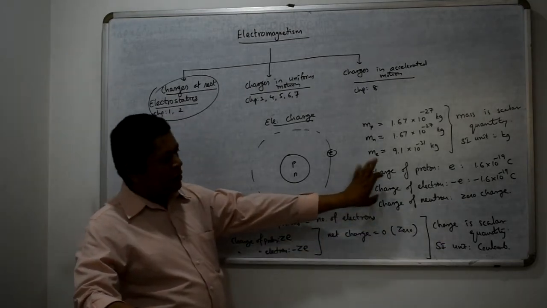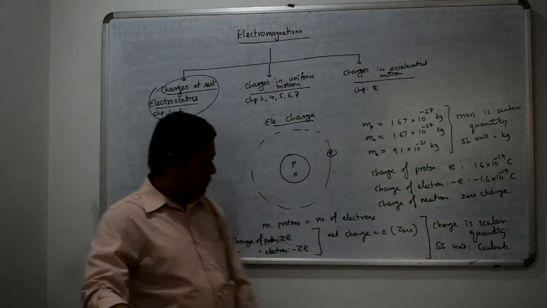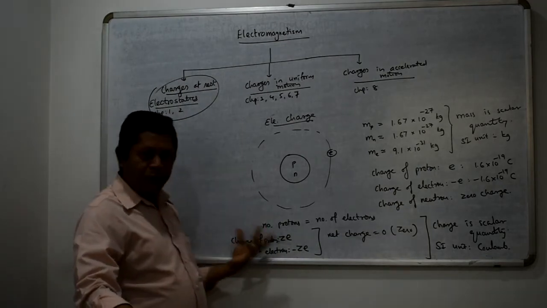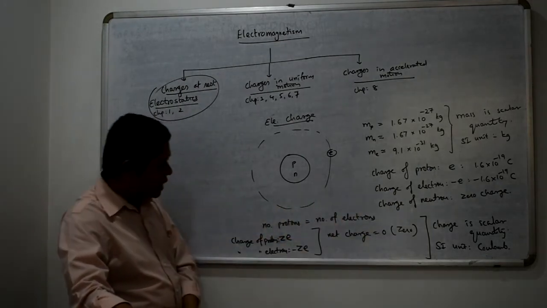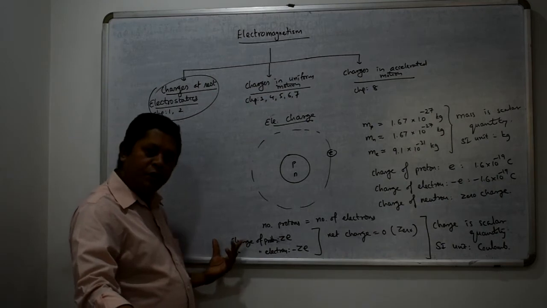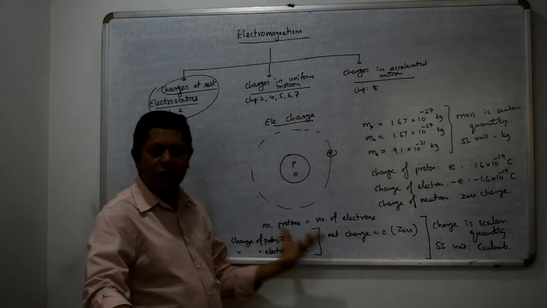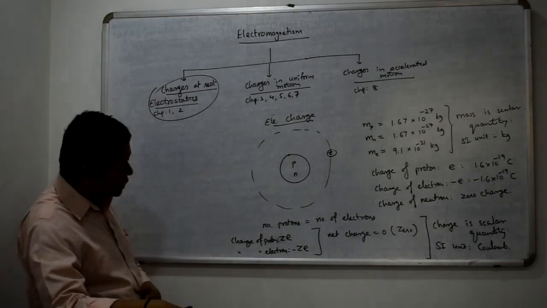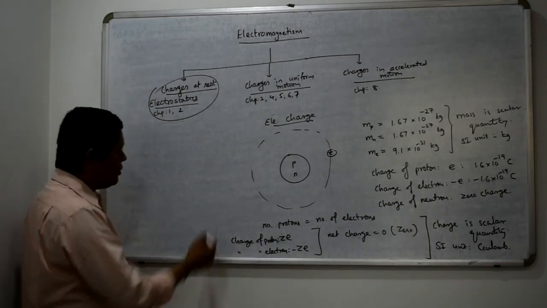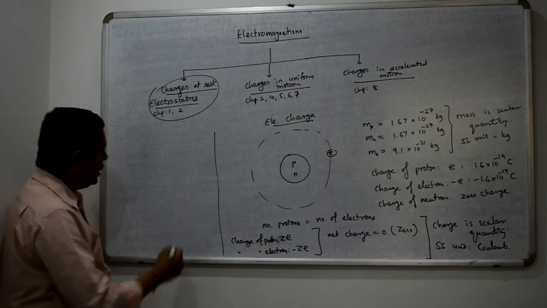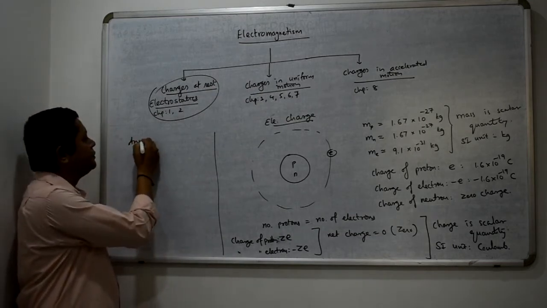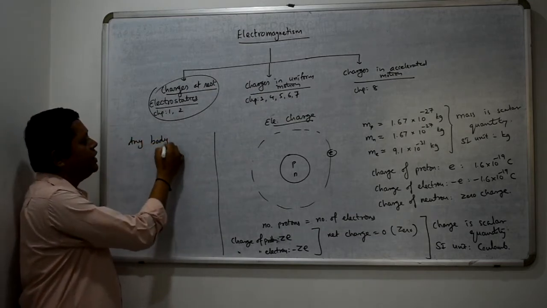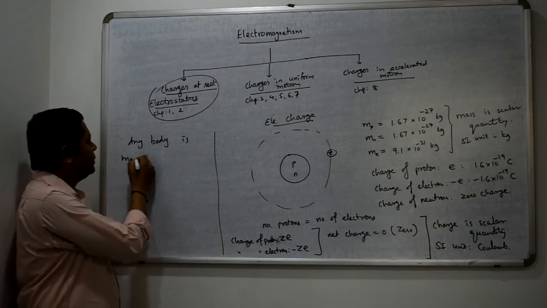The charge of a proton and an electron is equal but opposite. In any atom, as many protons are there, that many electrons are there. So there is an equal amount of positive charge and negative charge, and that's why the net charge of an atom is zero. Also, any body is made up of atoms.